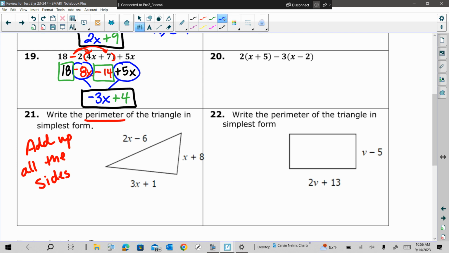Does it matter which one you have to do? Doesn't matter. You can go clockwise or counterclockwise. But I'm going to start off with my x's. I have a 3x, another x here, and another 2x. If I add all of those x's up, it becomes 6x total. Then I'm adding up this minus 6 plus 8 plus 1. So our perimeter as an expression is 6x plus 3.